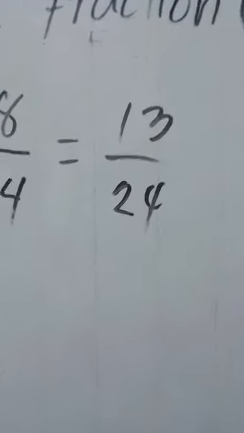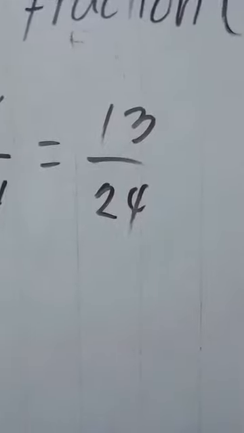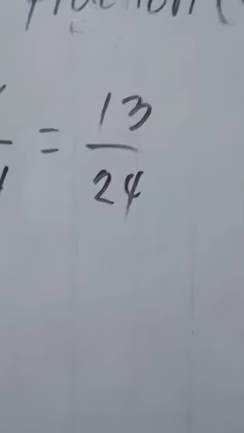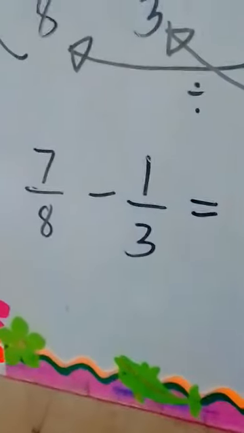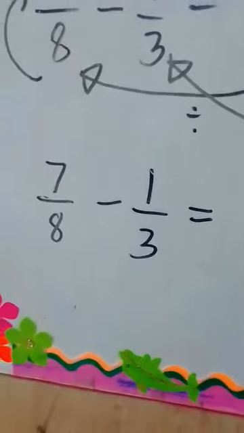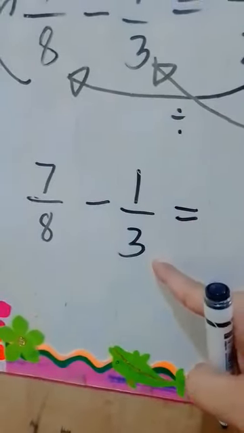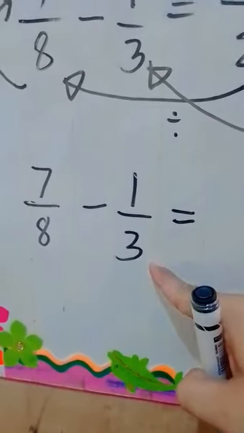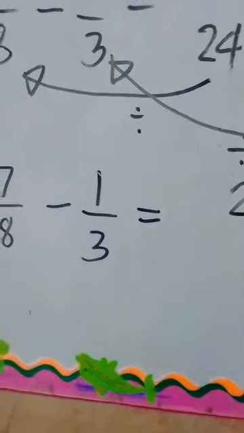If it can still be reduced, find the common divisor of the two numbers. Okay, let's go to using the butterfly method. In the butterfly method, you have to cross multiply. So cross multiply 7 times 3. 7 times 3 equals 21.